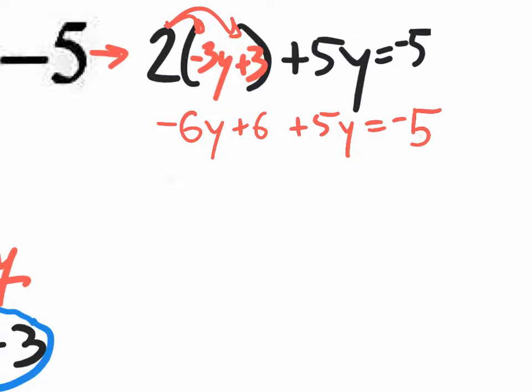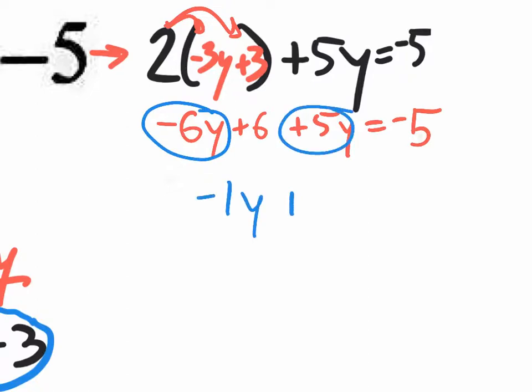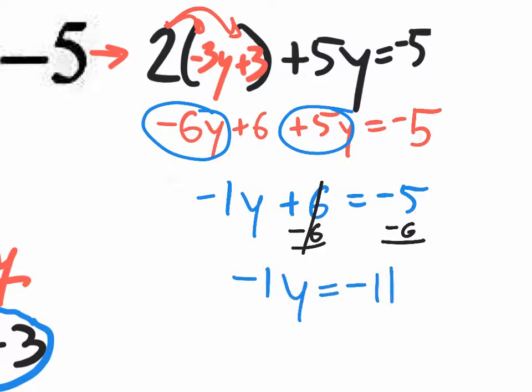And we will have our 3 terms on the left side. There's only 2 out of the 3 that we could combine, the negative 6y and the positive 5y. That's negative 1y. Bring down the plus 6. Bring down the equals. Bring down the minus 5. We have 2 steps to go. Let's get rid of that plus 6 by subtracting 6. We're going to have a new equation that reads negative 1y equals negative 11.